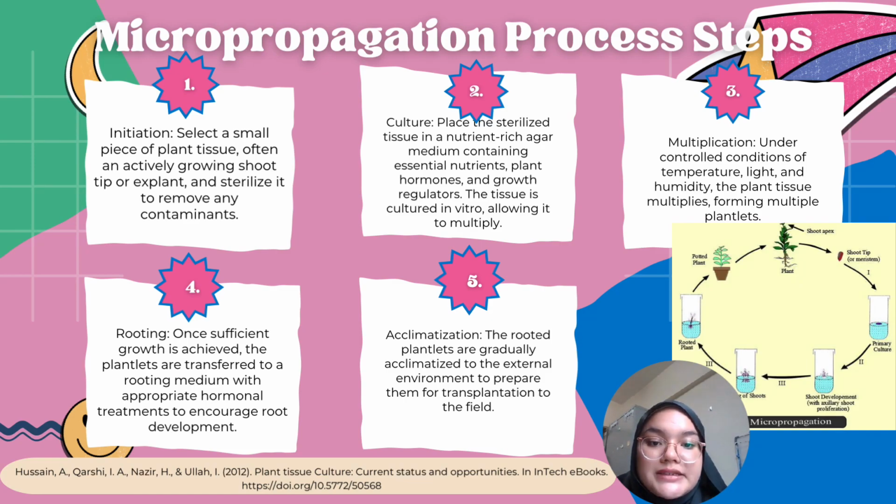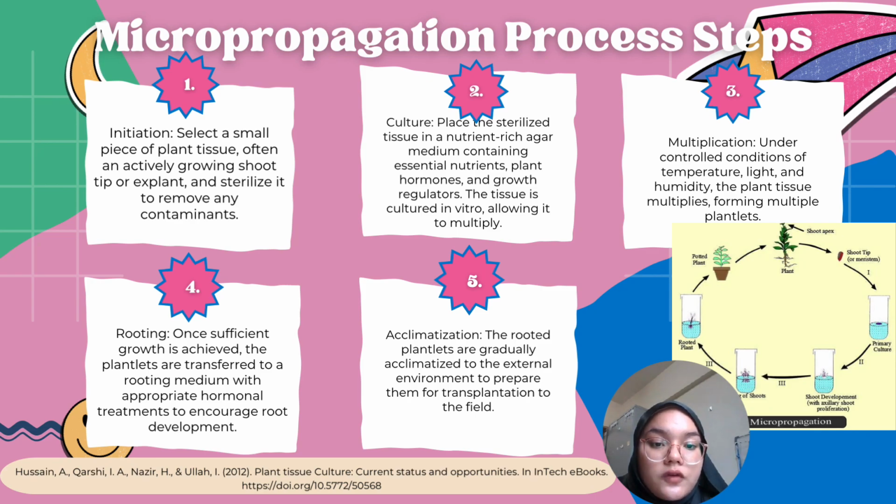Next, culture. Place the sterilized tissue in a nutrient-rich agar medium containing essential nutrient, plant hormone, and growth regulators. The tissue is cultured in vitro, allowing it to multiply. Usually, the medium will contain selected concentration of plant hormones, typically low or no auxin and higher cytokinin levels that induce good quality shoot.